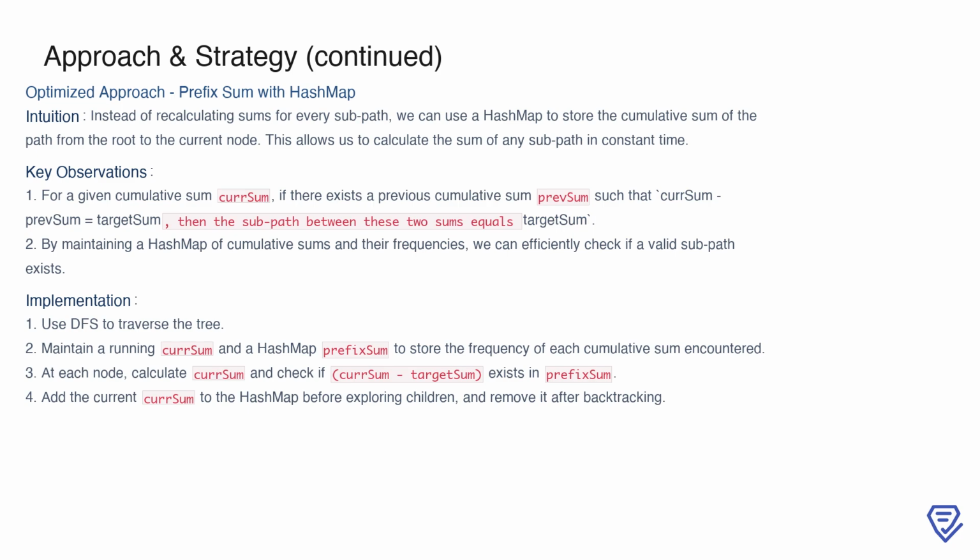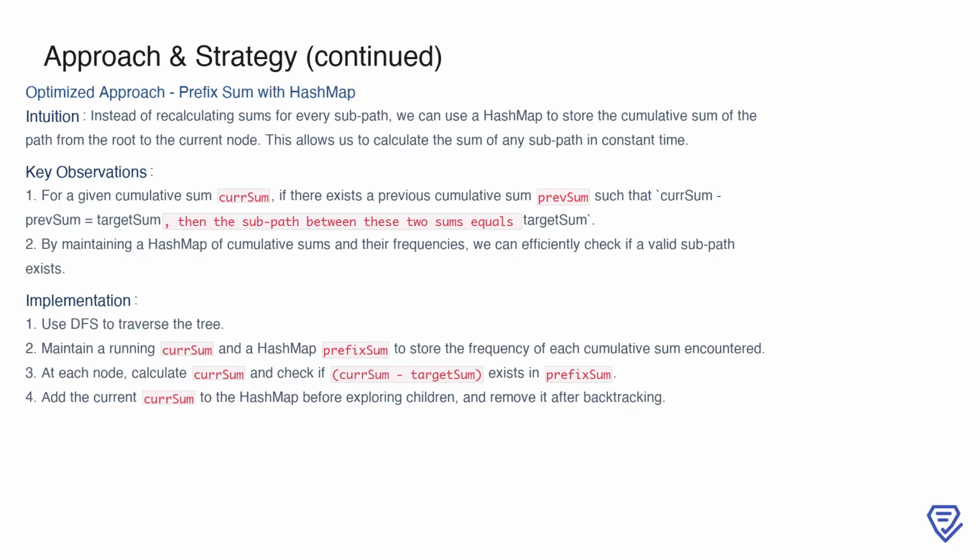Here's how it works. For a given cumulative sum, cur_sum, if there exists a previous cumulative sum, prev_sum, such that the difference cur_sum - prev_sum equals target sum, then the subpath between these two sums matches the target sum. To implement this, we traverse the tree using DFS, maintaining a running cur_sum and a hash map, prefix sum, to track the frequency of each cumulative sum encountered.